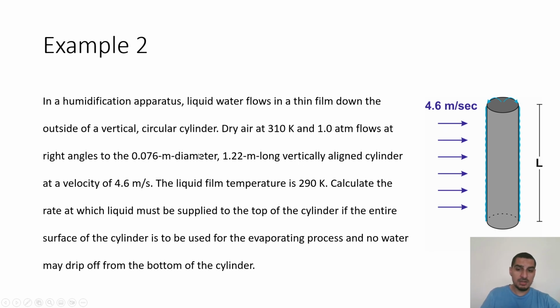We know the diameter of the cylinder, we know the length, we know the pressure, the temperature of the air, and the velocity of air, which is 4.6 meters per second. The liquid film temperature is 290 degrees Kelvin. This is the water temperature. This is the liquid phase temperature, which is 290. The gas phase is 310.